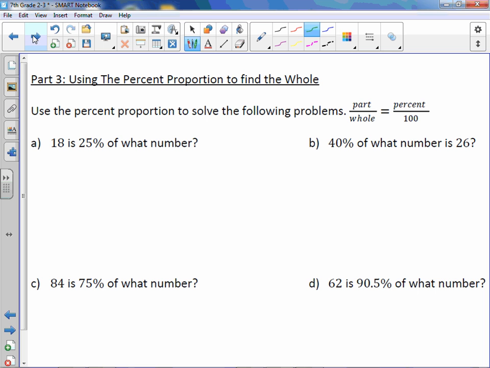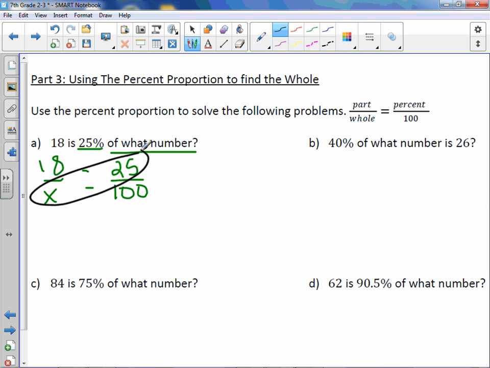Okay? Using it to find our total now, our whole amount. Again, we start with our blank proportion and 100 in the denominator. 18 is 25% of what number? 25 goes there. Always look for that "of." Of what number? We don't know what the total is, therefore the total is our unknown, which means the only place for 18 is our part.